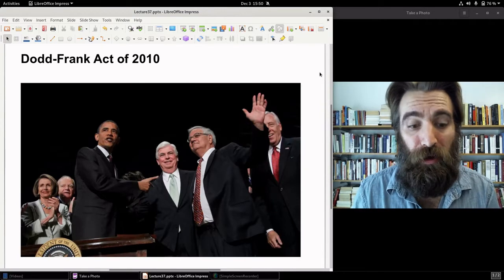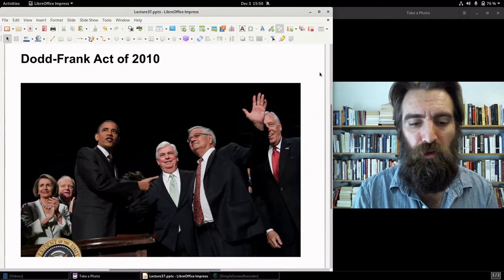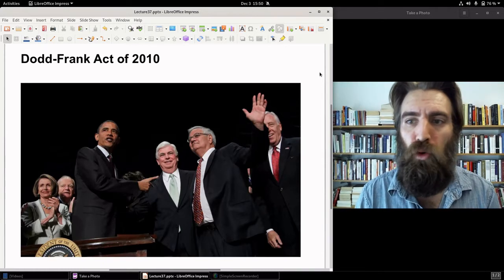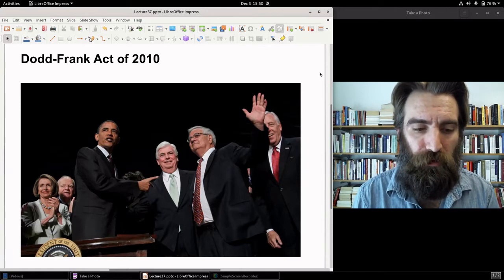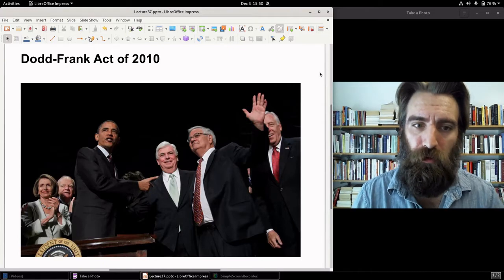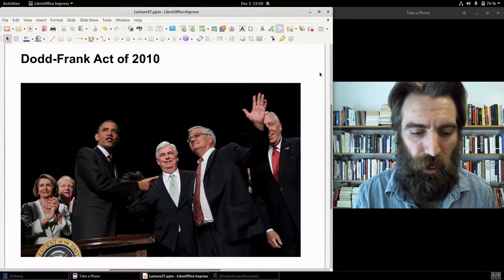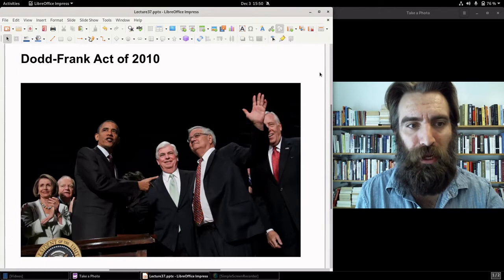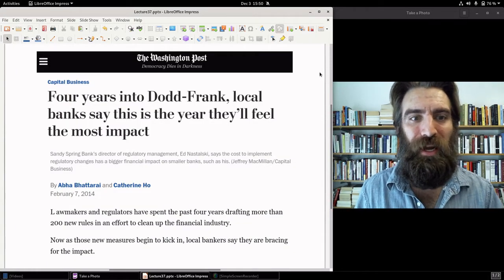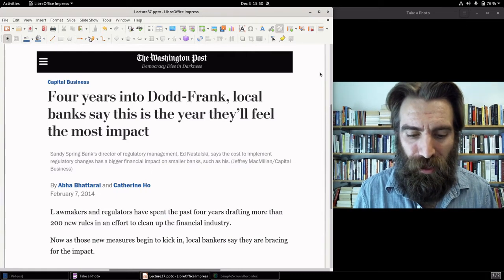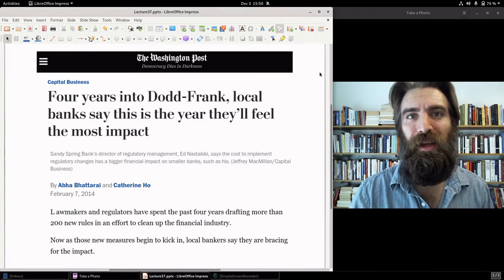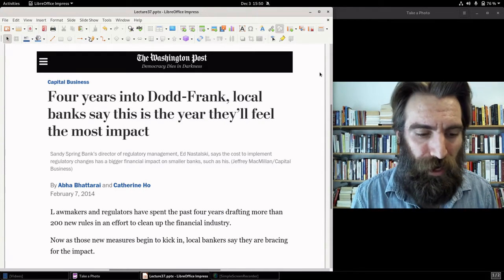Opinion is mixed about how successful it was. It included more than 22,000 pages of regulations, including 200 new rules. So 22,000 pages of regulations, and this was in response to the financial crisis. Okay, we're going to finally regulate the banking industry. But in reality, the consequence of the Dodd-Frank Act was that the regulatory barriers fell most heavily on the small banks, on community banks.